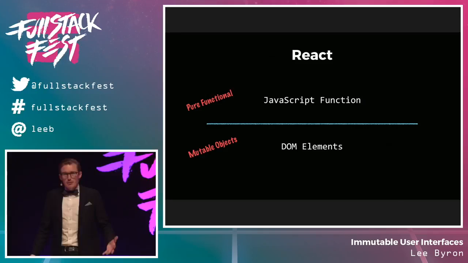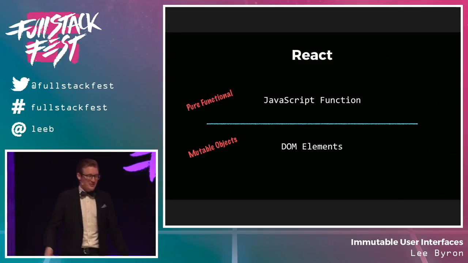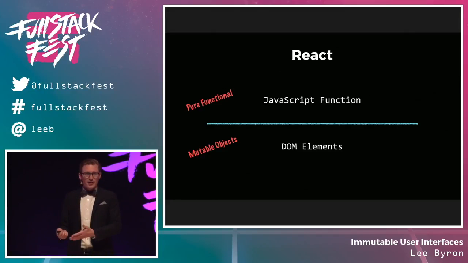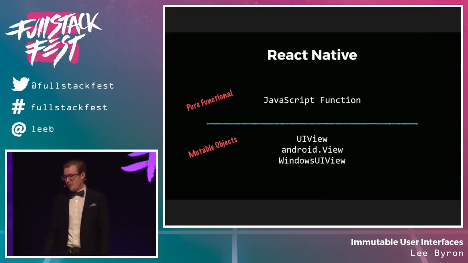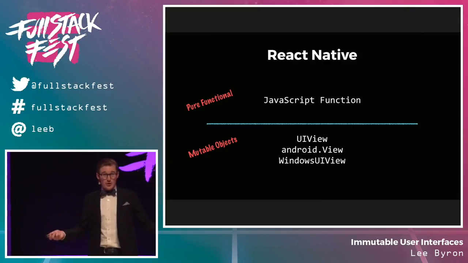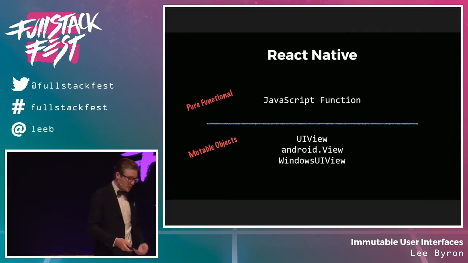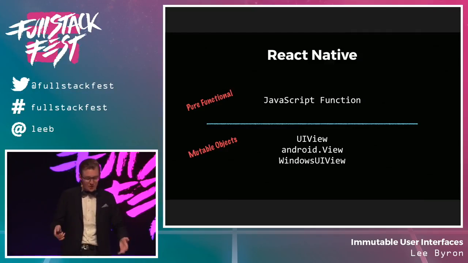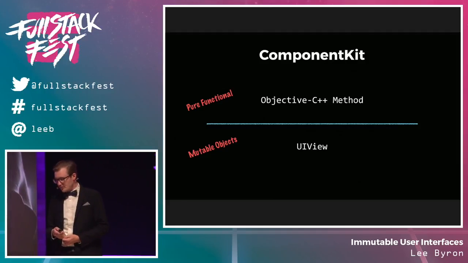So components are a really important aspect of this architecture, and of course React is an excellent library that implements this concept. React lets you write pure JavaScript functions and then manages the mutable DOM elements on the web page underneath for you. And if you're building native apps, you've got options. So there's React Native. React Native lets you write these component functions using the same React API in JavaScript, but will bridge down to the native UI framework, so it'll use UIKit on iOS, it'll use Android views on Android, it'll even use Windows UI views if you're building for Windows.